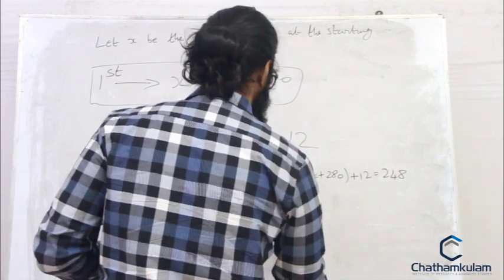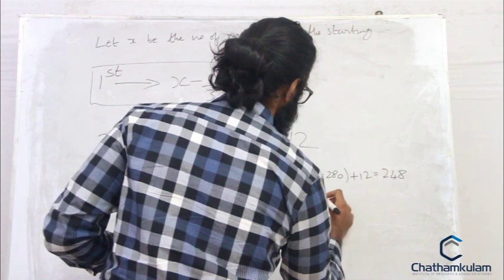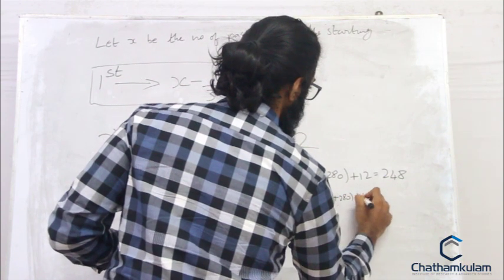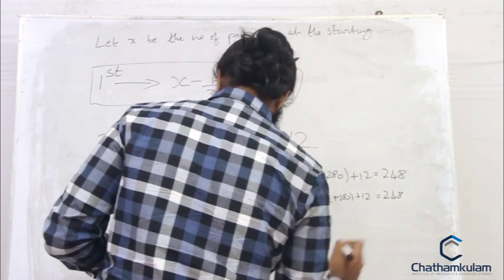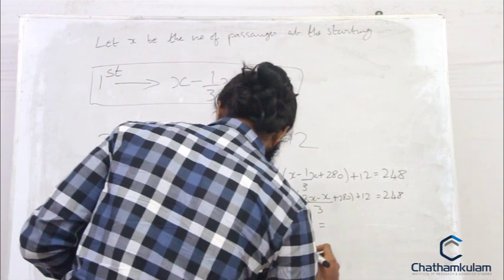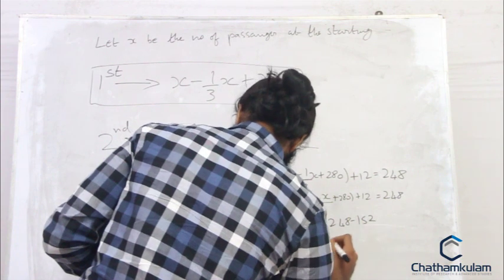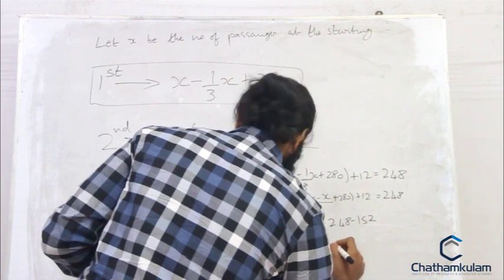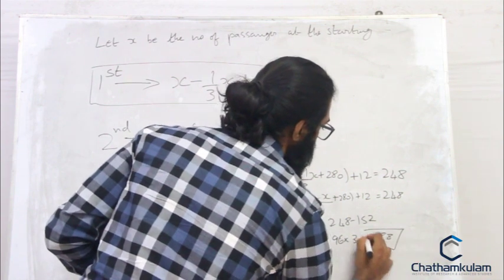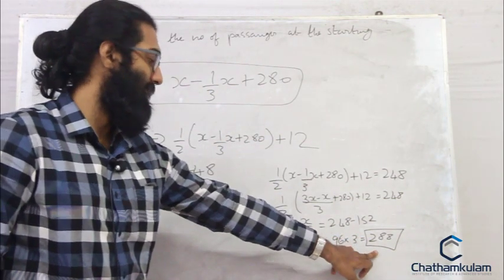So we get this as half of, take the LCM here, 3x minus x by 3 plus 280 plus 12 equals 248. Then lastly, when we solve for x by 3, it is equal to 248 minus 152, we get x equals 96 into 3, that is equal to 288. So in the starting, the number of people are 288. So this is our answer.